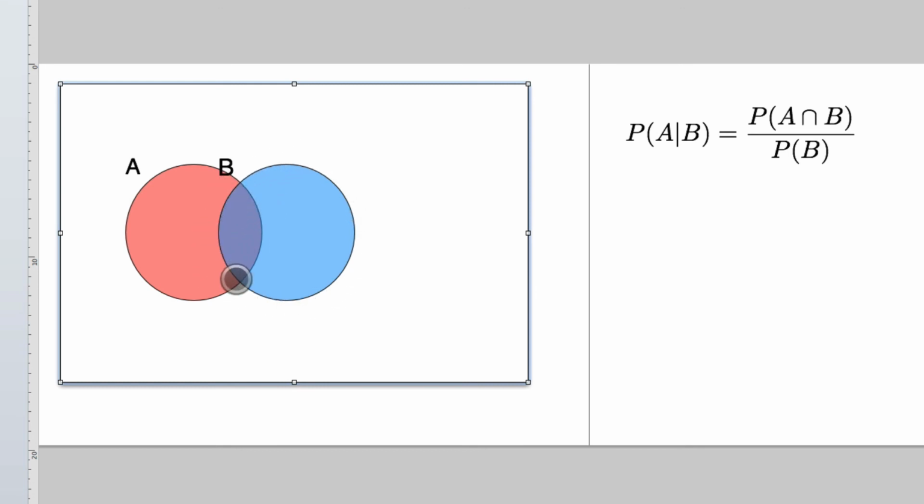So if the ratio of this area divided by this area equals this area, then they will be independent. So you can see it's not an obvious thing to see from a Venn diagram.